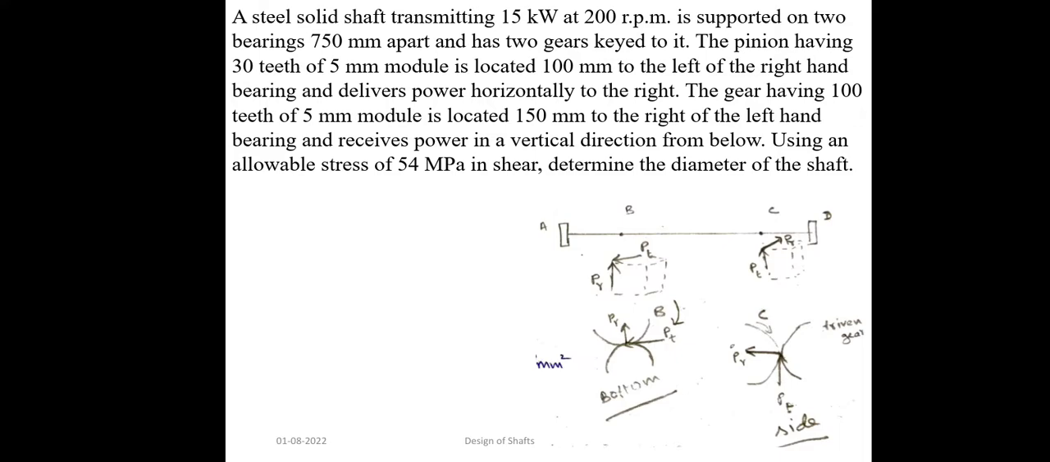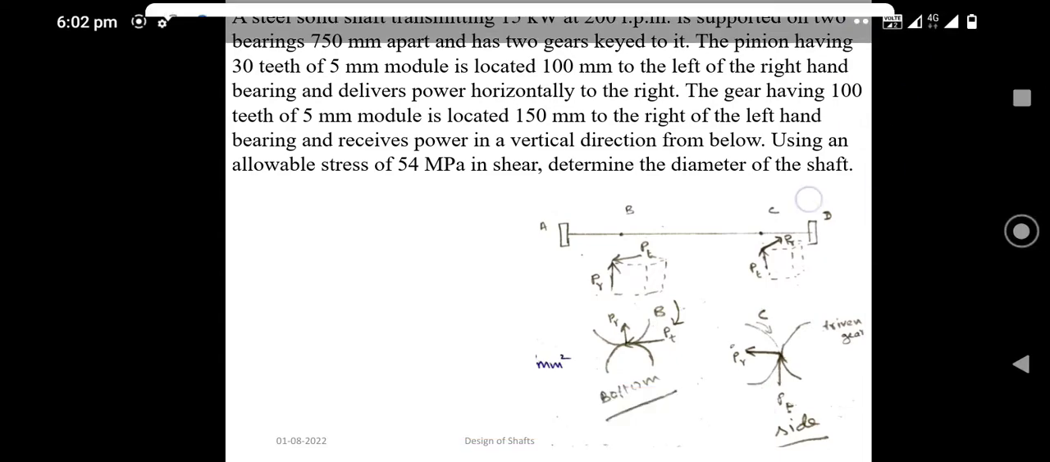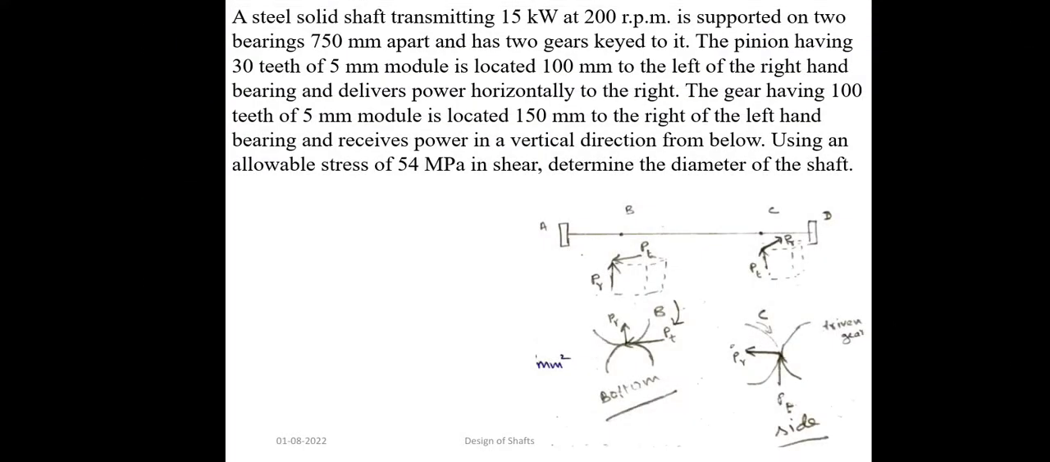A steel solid shaft transmitting 15 kilowatt at 200 rpm is supported on two bearings 750 mm apart and has two gears keyed to it. See, in the question, they didn't give any diagram. We have to draw the diagram by ourselves. So a shaft is there, and this shaft is supported by two bearings on either side, and the shaft length is 750 mm. Let me read the second line.